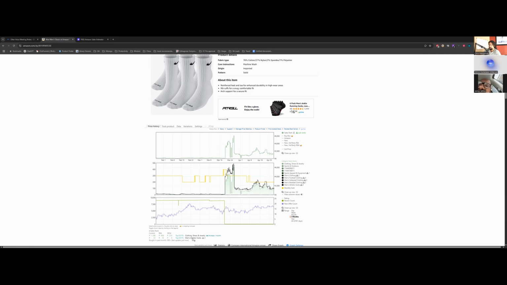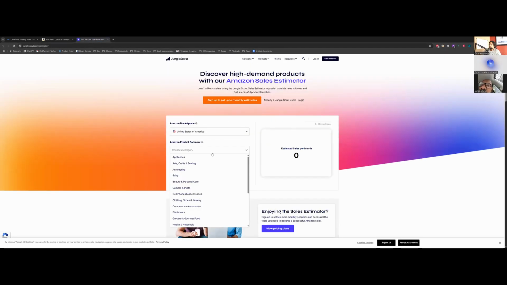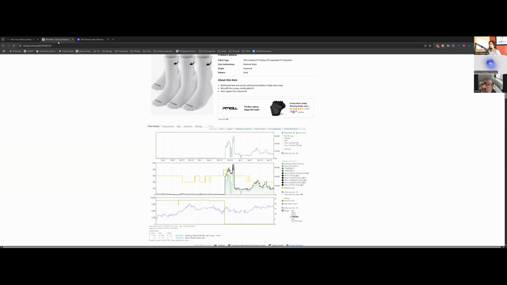That's the category, and below that is the subcategory, which is men's athletic socks. So that makes sense. The category is clothing, shoes, and jewelry, right? So we're going to input this here, and then we're going to input the sales rank.